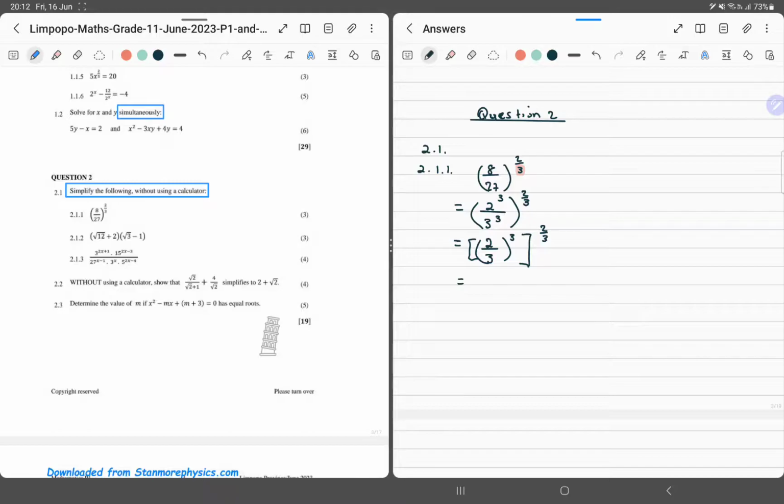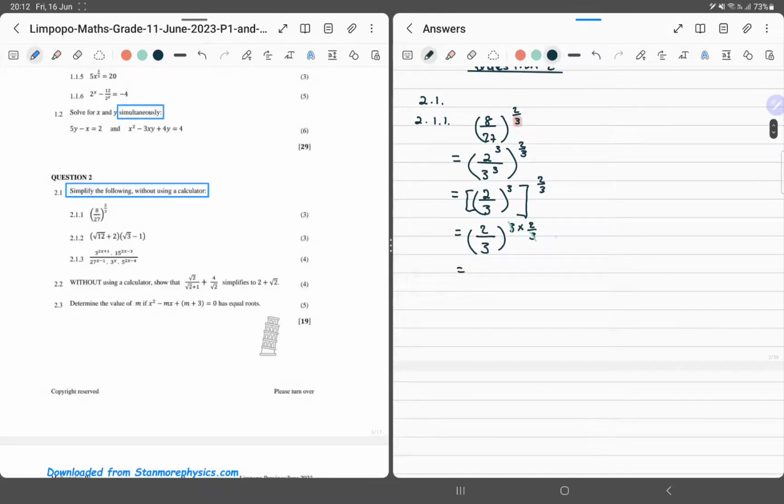Now you can see here that this is going to be (2/3)^3 multiplied by, so now when you sort out that big bracket, it becomes 2/3. And the magical thing happens that we actually saw we needed to do. So now what remains is basically 2 squared, which is 4, over 3 squared, which is 9.